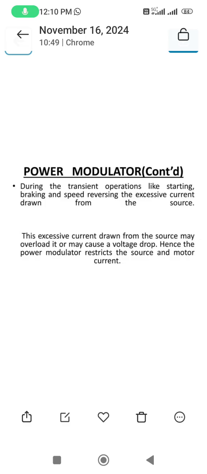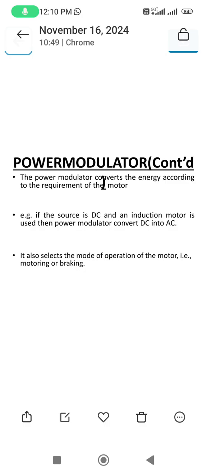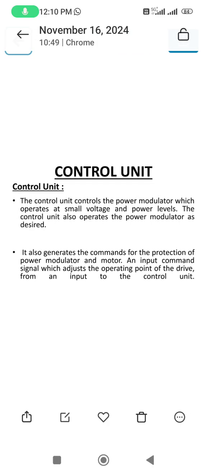Like starting, braking and speed reversing, there is excessive current drawn from the source. This excessive current drawn from the source may overload it or it may cause voltage drop. Hence the power modulator restricts the source and motor current. The power modulator converts the energy according to the requirement of the motor. Example, if the source is DC and an induction motor is used, then the power modulator converts the DC into an AC. It also selects the mode of operation, that is either motoring mode or braking mode. Then next we are going to see about the control unit.